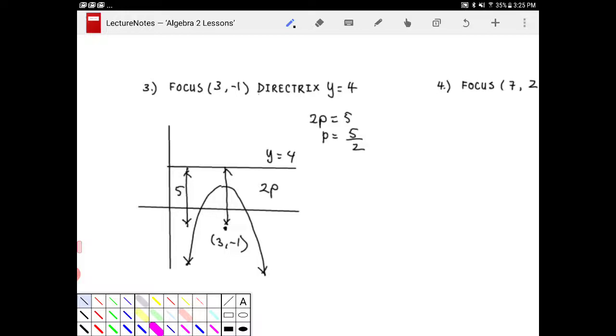Because I know it's an upside down parabola, this should be a negative 5 halves. How do I know it's an upside down parabola again? Well, that's because this is the only way that we can draw this, right? If we have the parabola going in the other direction, then the parabola and the directrix would intersect.